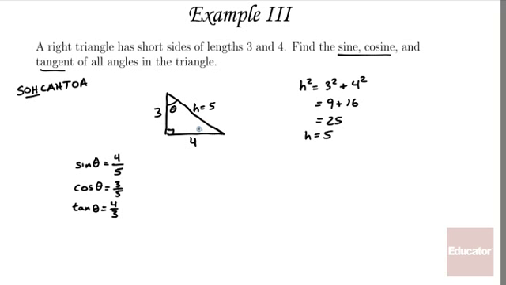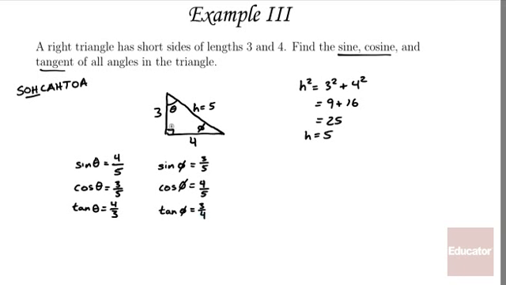Let me call the other angle here phi. Sine of phi is equal to the opposite over the hypotenuse, so 3/5. Cosine of phi is equal to adjacent over hypotenuse. The adjacent side to phi is 4. And tangent of phi is equal to the opposite over adjacent, so that's 3/4.